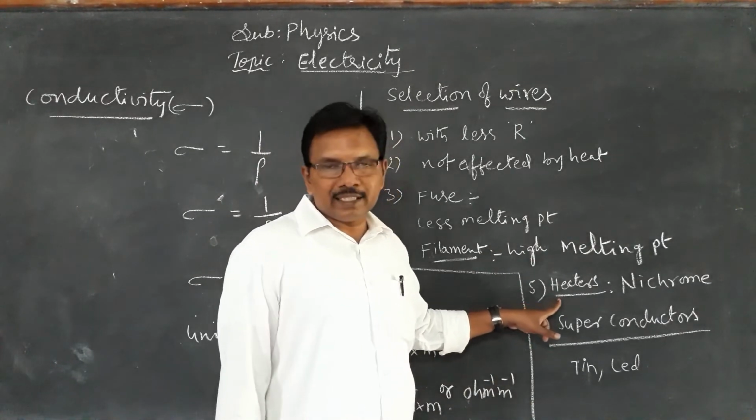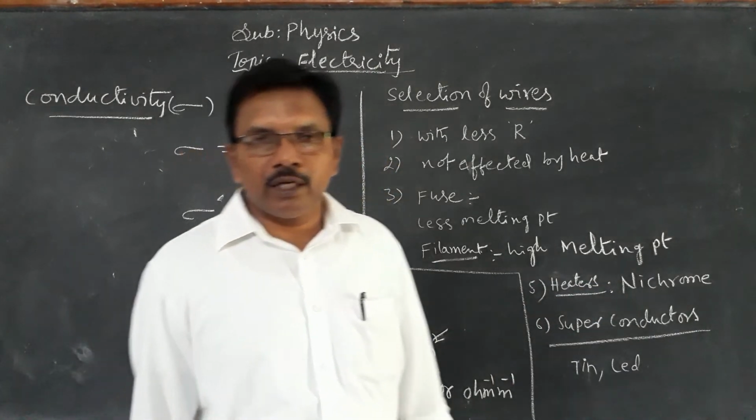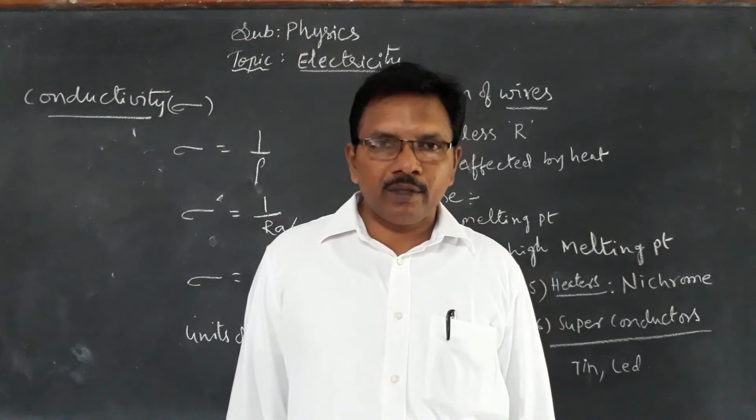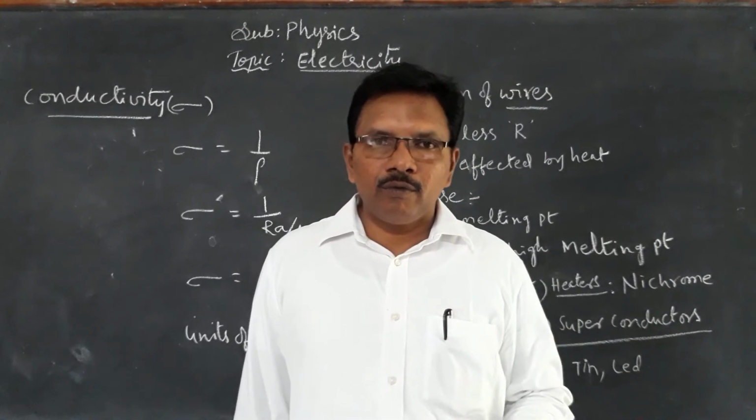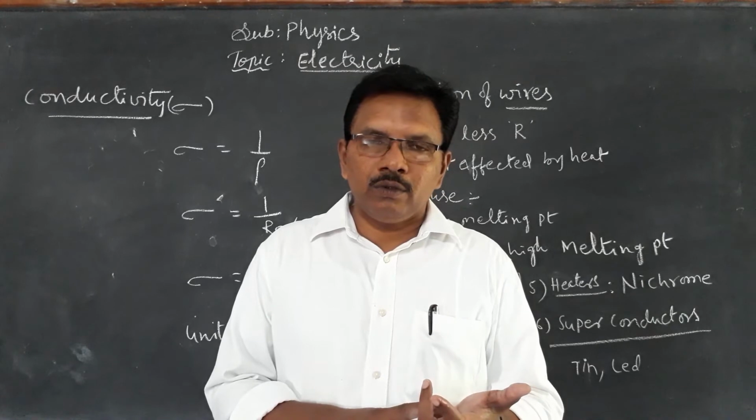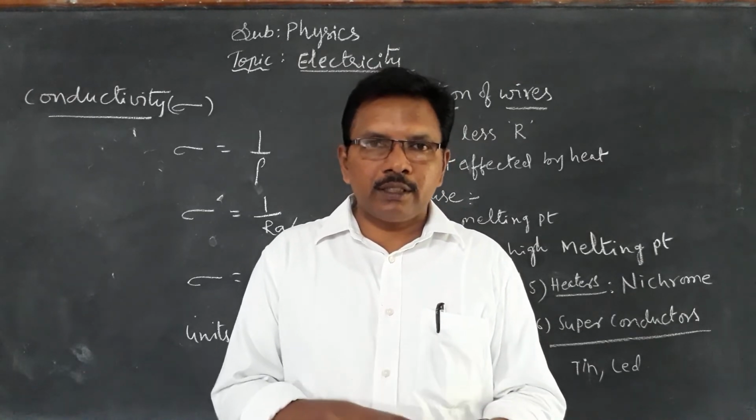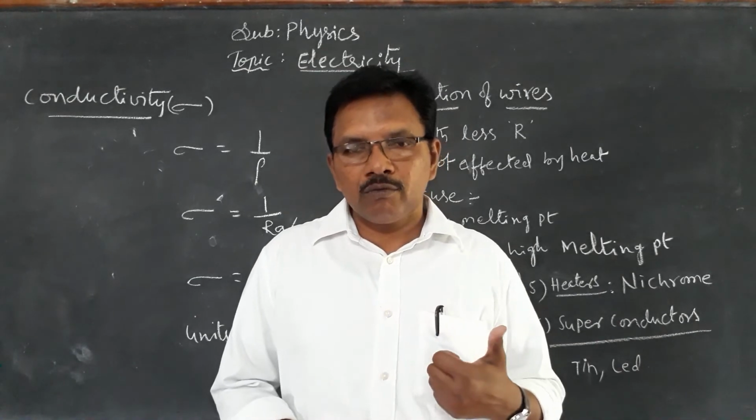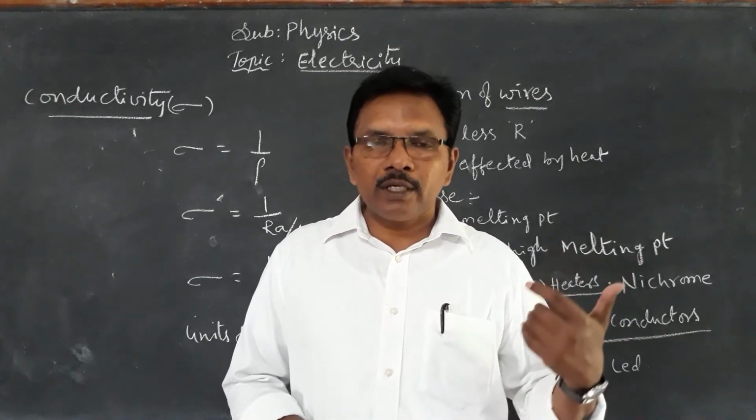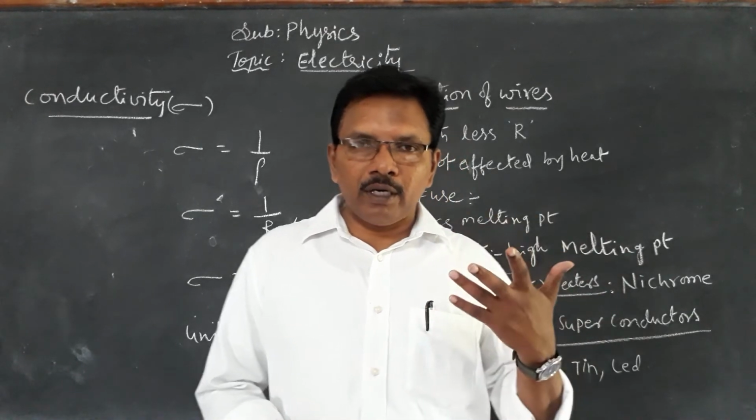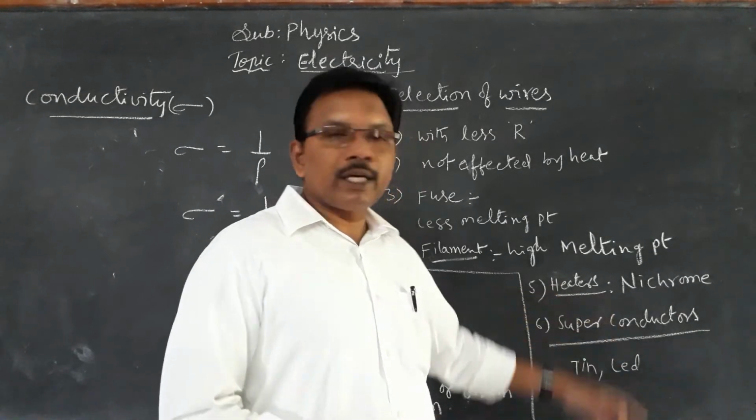Next, heaters. We use nichrome wire. Why are we using nichrome? High resistivity, to get heat. In heaters we need heat: oven, geyser, iron box, heaters. We should generate the heat. So that is why we must use nichrome, a high resistance conductor.